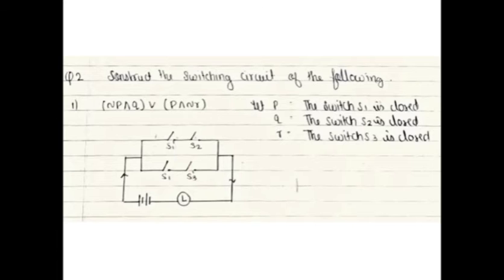Next, construct the switching circuit of the following. We have to construct the circuit. We have given the question: P, negation of P and Q, or P and negation of R. Let the switch S1 be closed, P with the switch S2 closed, and R with the switch S3 closed. And here L, the lamp, is on.